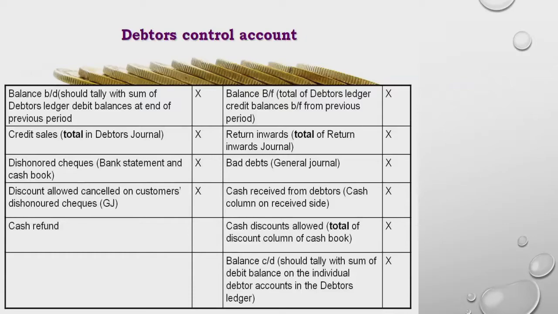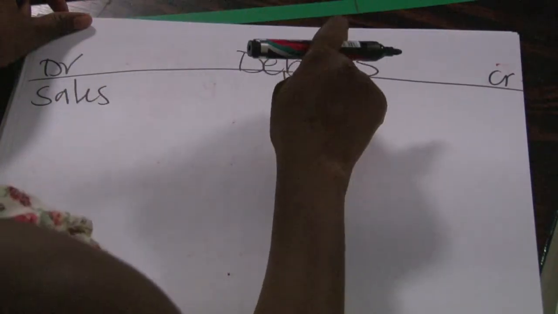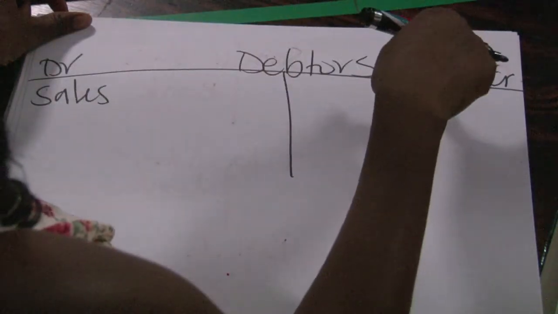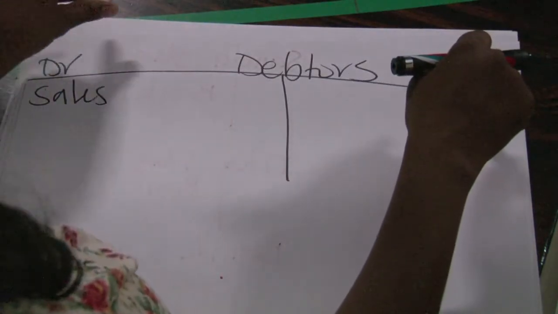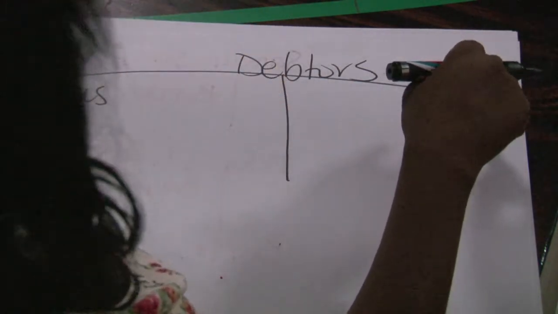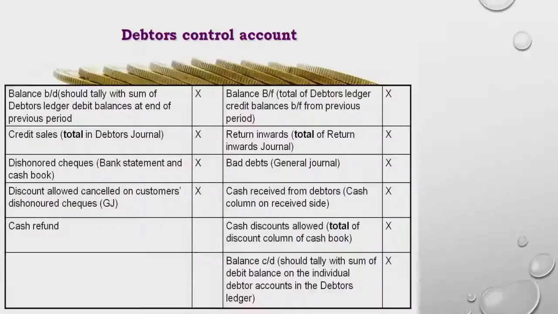Credit sales. What does it mean? It means your business sold goods on credit to customers or to debtors. Where are we going to record? We are going to record on the debit side. Why? Because debtors are increasing on the debit side. When you sell more goods on credit to customers, you have more debtors, and debtors increase on the debit side.